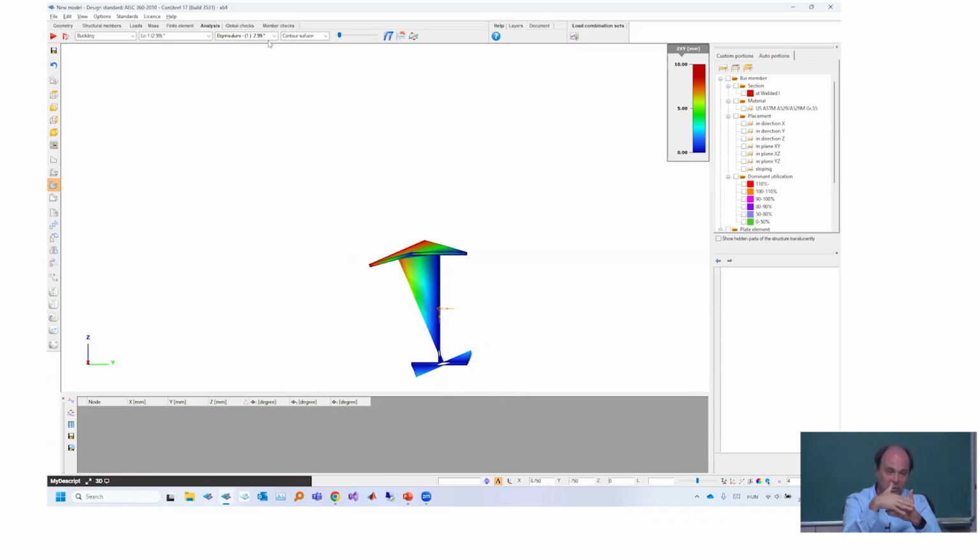So if I put the load on the bottom flange, I will see a higher critical stress. If I put the load on the top flange, I will see a lower one. And this comes automatically from Consteel.